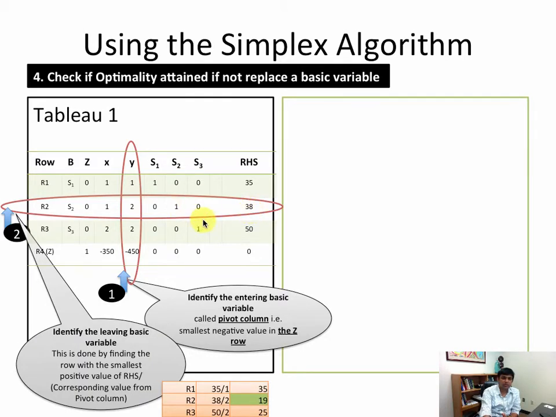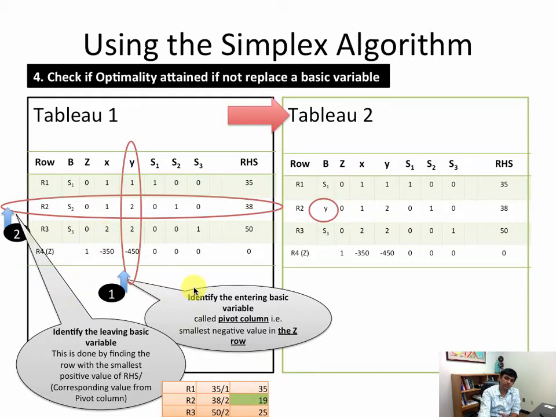So if we do that, the first row is 35 divided by 1, which is 35, the second is 38 divided by 2, which is 19, the third is 50 divided by 2, which is 25. So the smallest ratio is 19. So our leaving basic variable will be s2 and the entering basic variable will be y.